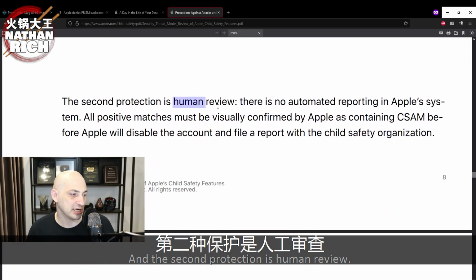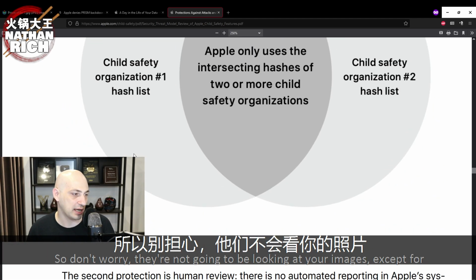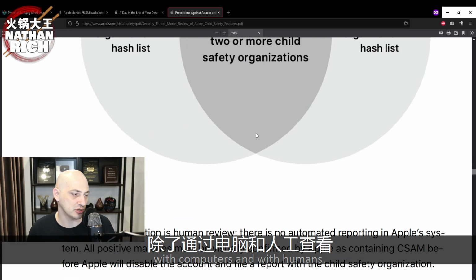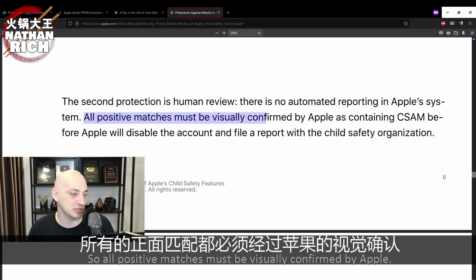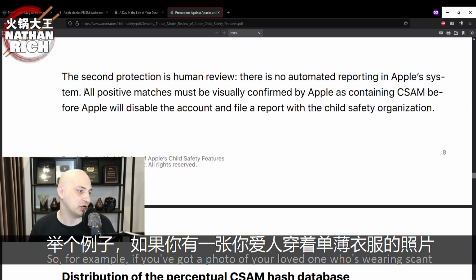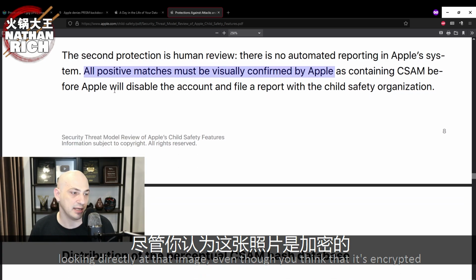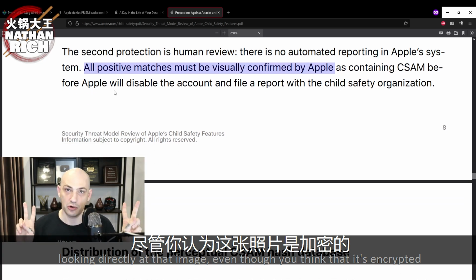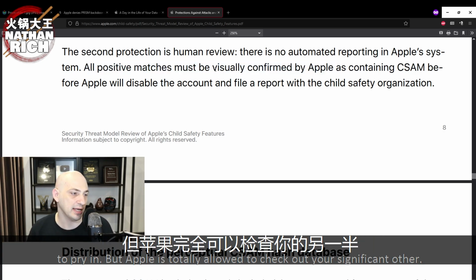And the second protection is human review. So don't worry, they're not going to be looking at your images except with computers and with humans. So all positive matches must be visually confirmed by Apple. So for example, if you've got a photo of your loved one who's wearing scant clothing, let's just say, there's a high chance that people at Apple will be looking directly at that image, even though you think that it's encrypted, because it's only encrypted from somebody out in the world who may be trying to pry in. But Apple is totally allowed to check out your significant other.